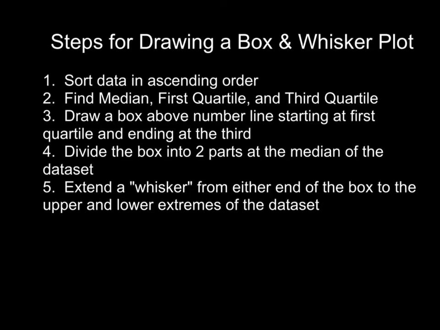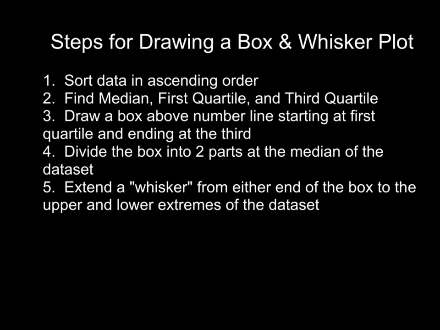So here are the steps for drawing a box and whisker plot. The first thing you should do is sort your data in ascending order, from smallest to greatest. And once you've done that, you will find the median of that data, and you'll also find the first quartile and the third quartile. May not mean anything to you right now, and it probably doesn't, but in a second we will see that in action.